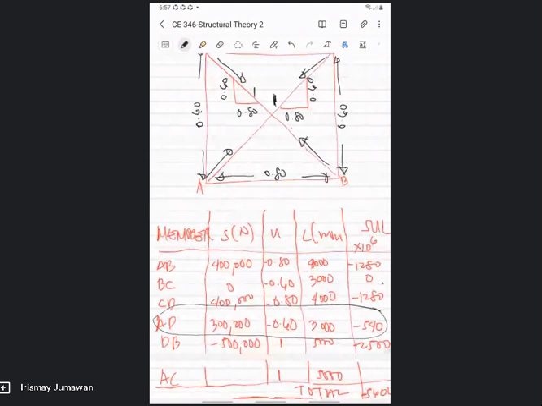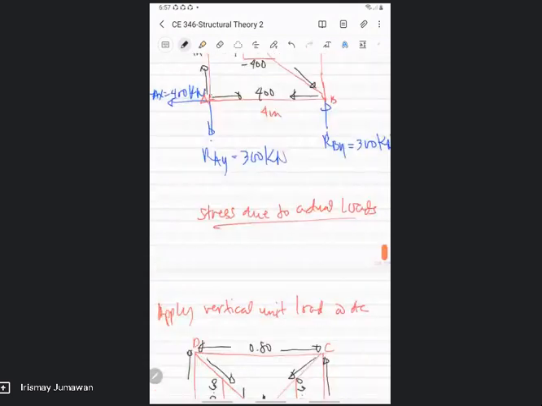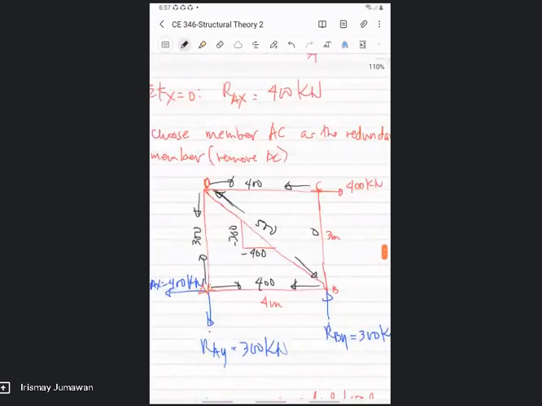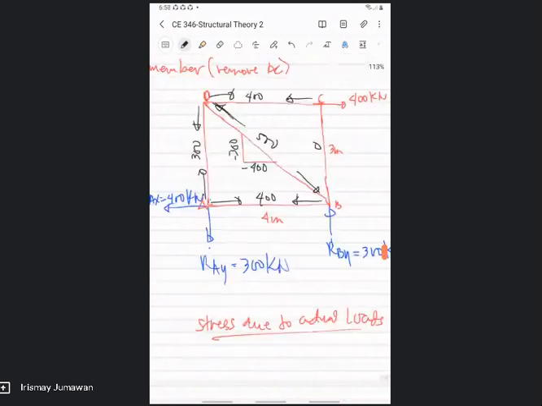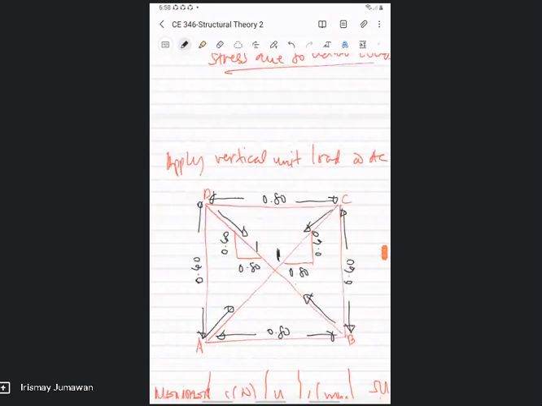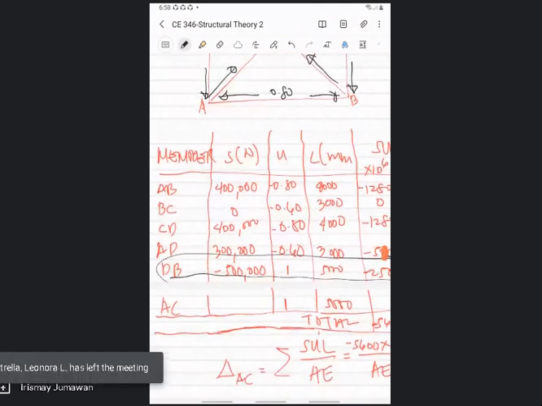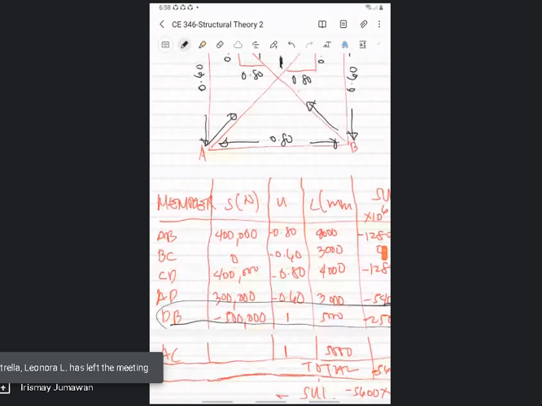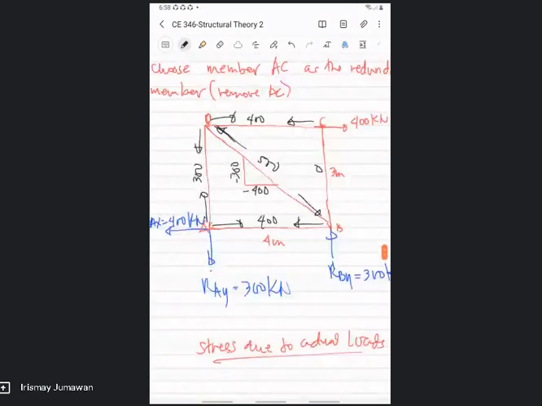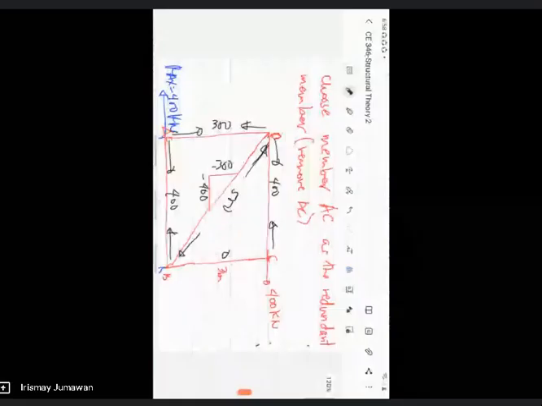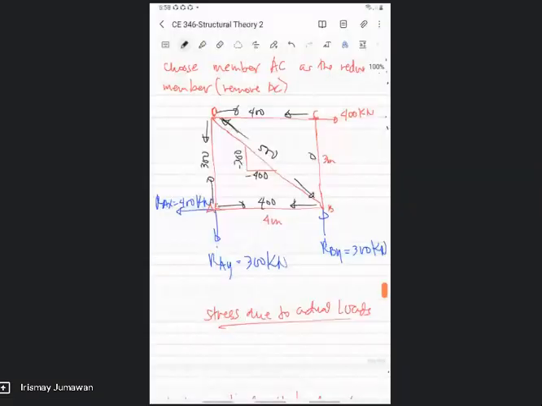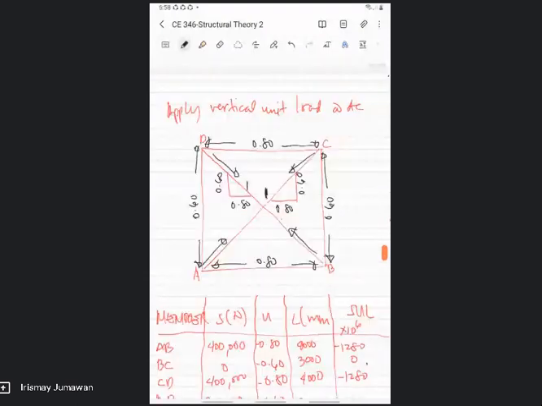Okay, for member DB, you need to determine again. The stress for DB is 500,000. For one unit load, you have one, so you place it as one. Then for member AC, you don't have the stress due to actual load because you removed it as a redundant member. So you don't have the value. But for the one unit load, you have the one. That is it.